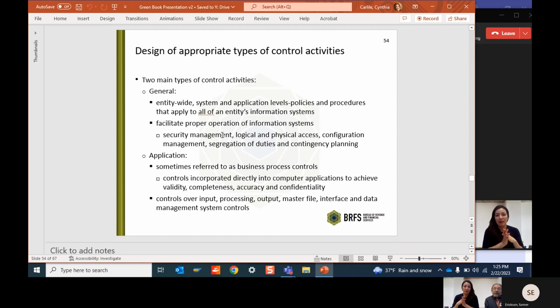And then the other type are application. And sometimes these are referred to as business process controls. So we're getting a little bit more granular here. And this has to do with controls incorporated directly into the computer applications to achieve some of that validity, completeness, accuracy, and confidentiality objectives. And these also include controls over input processing, output, master file, interface, data management, system controls.